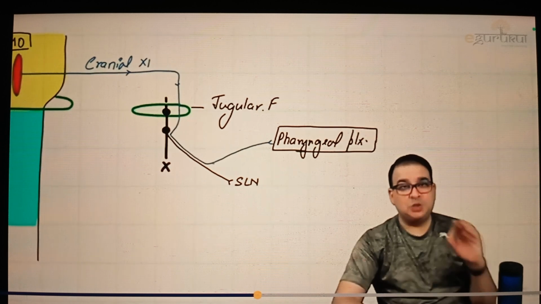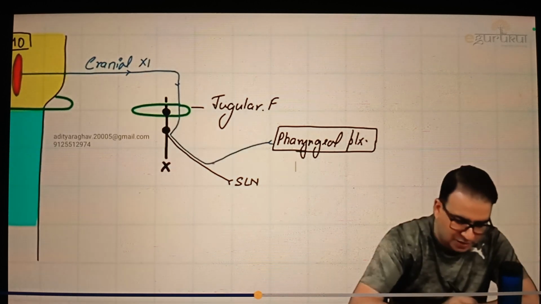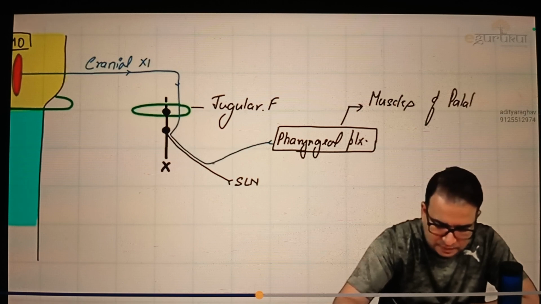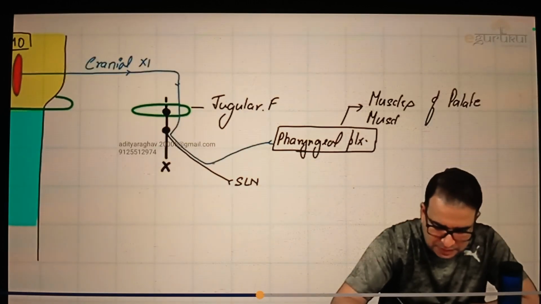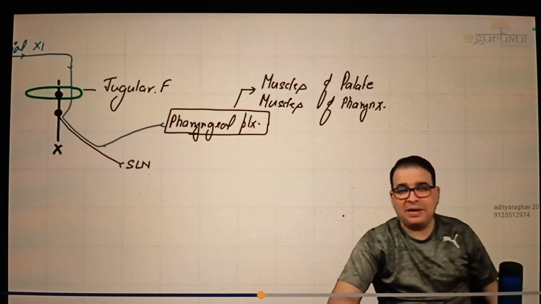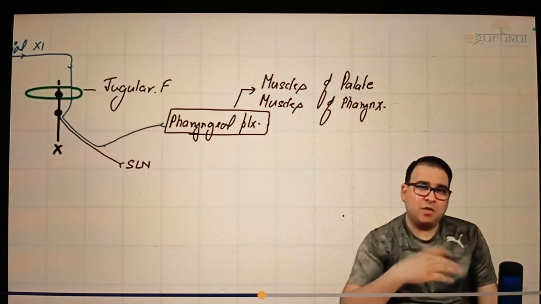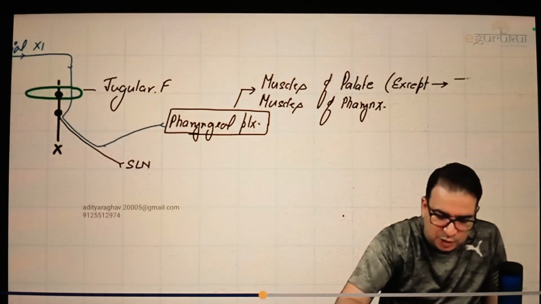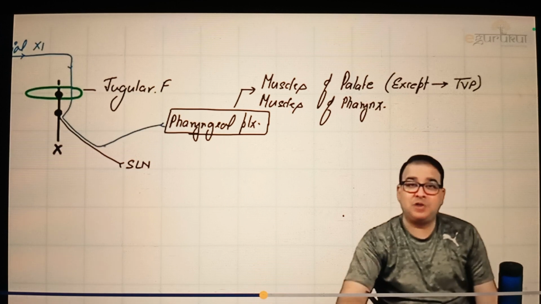Now, what exactly is the cranial accessory nerve doing by going into the pharyngeal plexus? The function of the cranial accessory nerve is basically to supply the muscles of the palate, and it also supplies the muscles of the pharynx. Now, you don't have to remember all the names. It is going to supply the muscles of the palate and muscles of the pharynx, except what? Exceptions we have already done. Muscles of the palate, except which muscle? There is one muscle of the palate we discussed yesterday called the tensor veli palatini, and it was supplied by the trunk of the mandibular nerve.